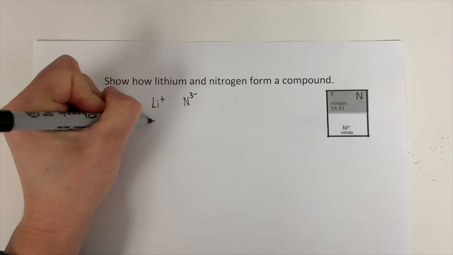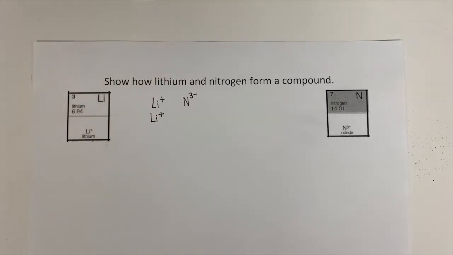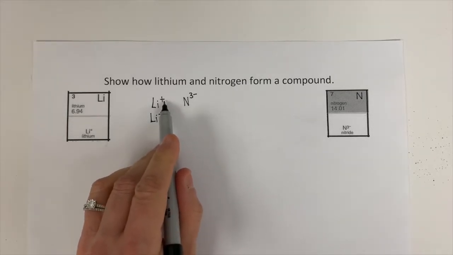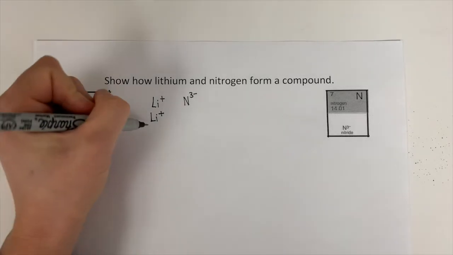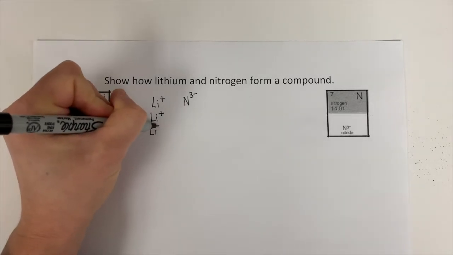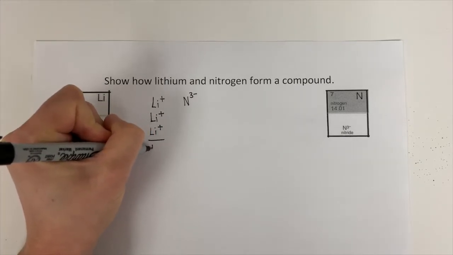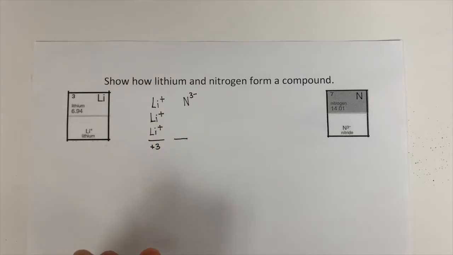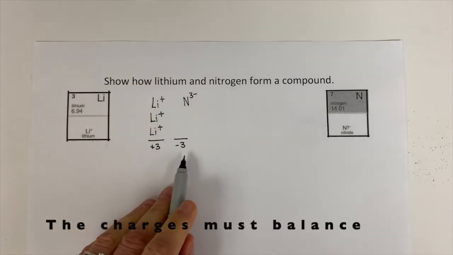If I add another positive, do I get to 0? Again, the answer is no. -3 and +1 and +1 is still a negative number. If I add another lithium, now I have a total charge here of +3, and my one nitrogen here has a total charge of -3. +3 and -3 do add up to 0.